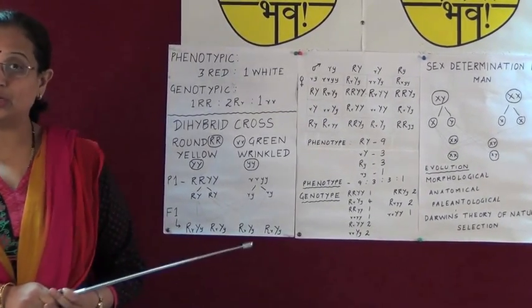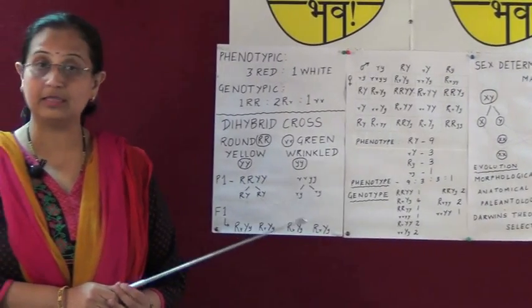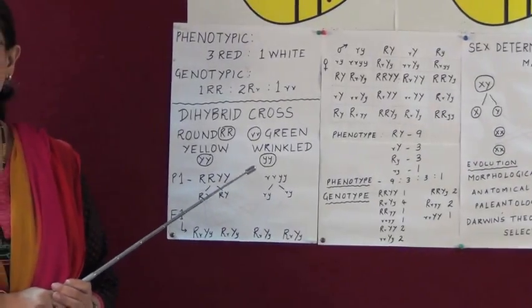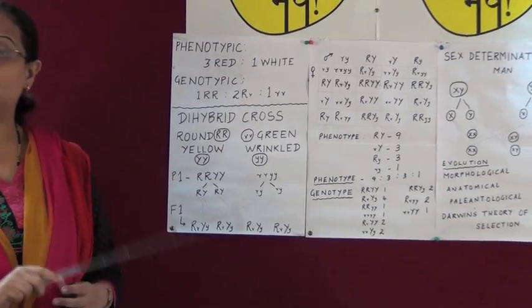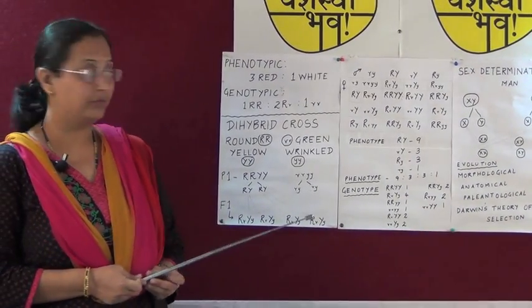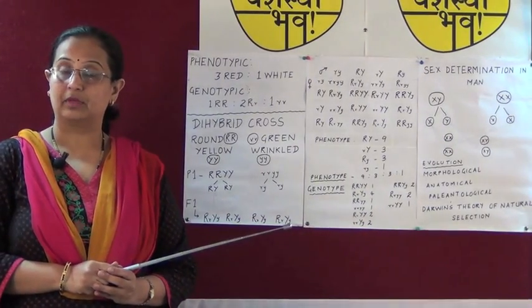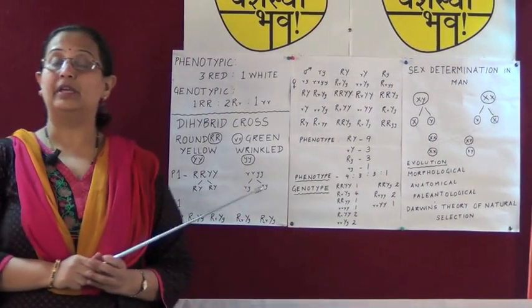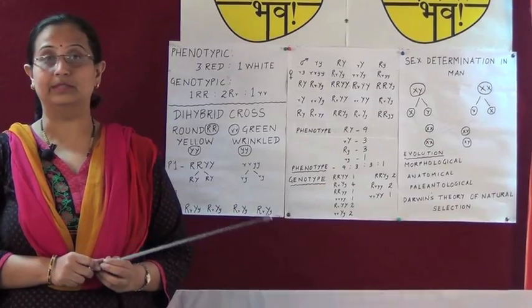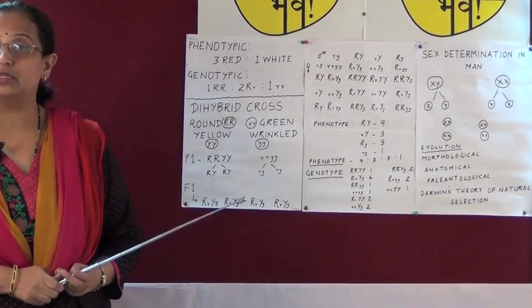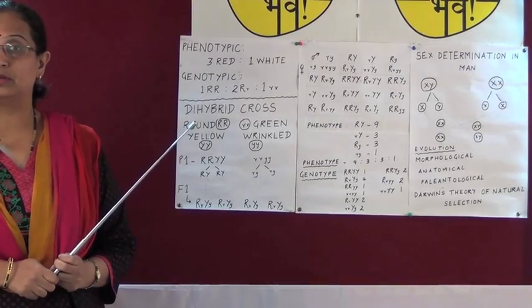Here you can actually count the number of capital R's, capital Y's, small r's and small y's, or a capital R along with small y. And this is how it can be represented. Same thing can be seen in case of humans. Let us see how sex determination happens in case of humans.